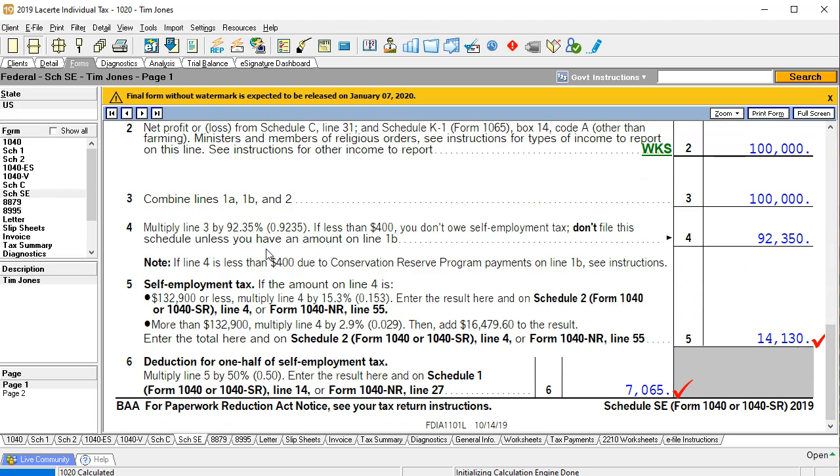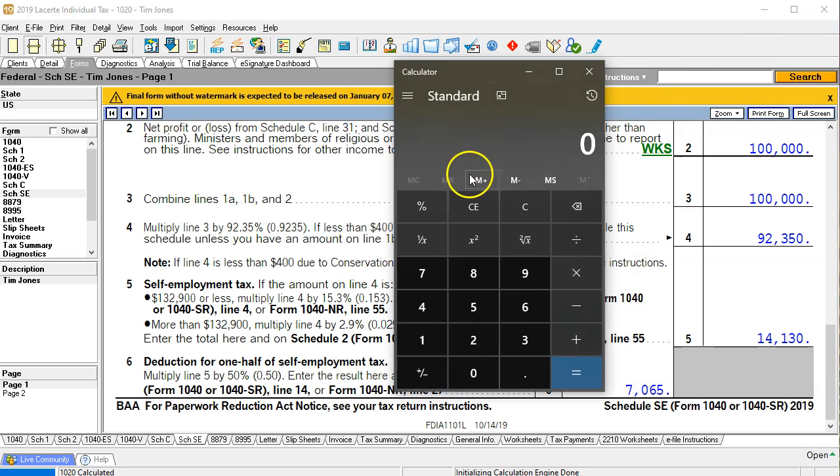Now, you would think that it would be matching what you would be taking out of your check if you were a W-2 employee, but it's actually more than that because the IRS sees the owner of the Schedule C as both the employee and the employer.